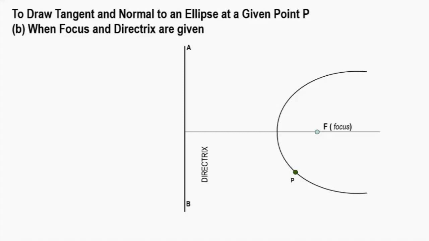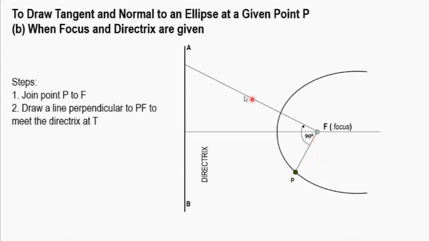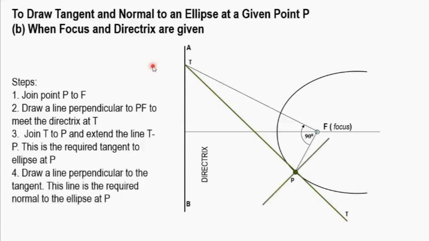In order to draw tangent and normal at point P, first join P to F, then draw a perpendicular on the line PF. This perpendicular cuts the directrix at a point. I'll call this point T. Now join T to P and extend. This line is the required tangent to the ellipse. And perpendicular to this tangent, I will get the required normal to the ellipse.